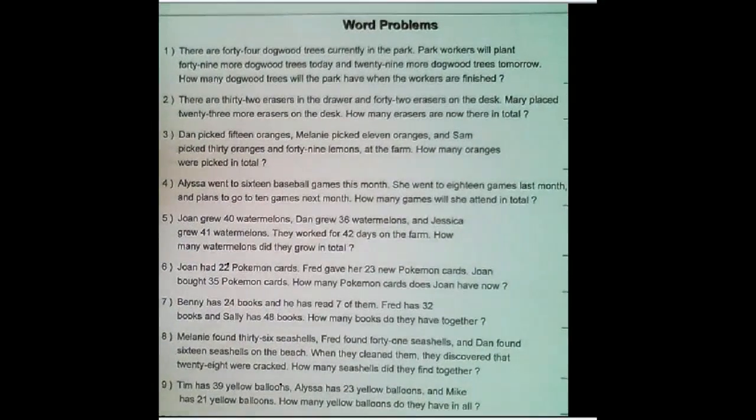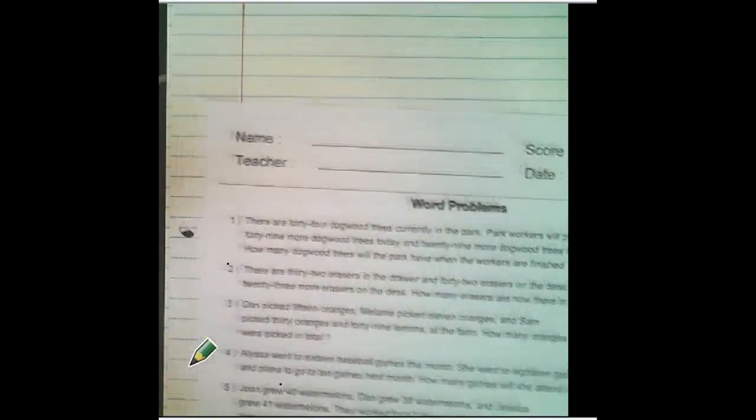All right. So for question number 1, it says there are 44 dogwood trees currently in the park. Park workers will plant 49 more dogwood trees today and 29 more dogwood trees tomorrow. How many dogwood trees will the park have when the workers are finished? So here they're wanting to know how many in all. So if you'll remember from our first class, we talked about how in all, or when they're asking for a total, we are adding.